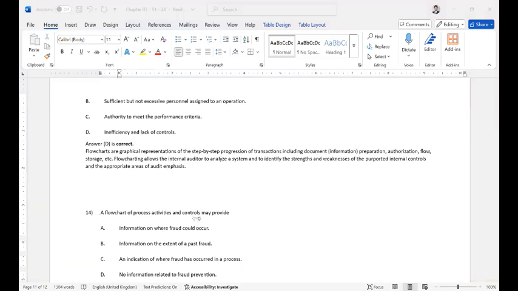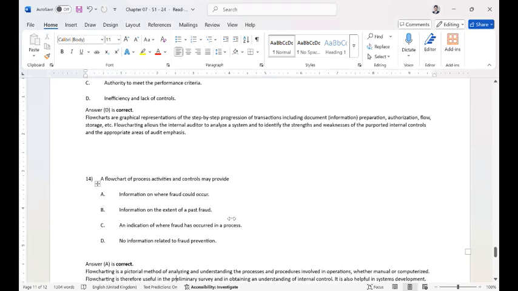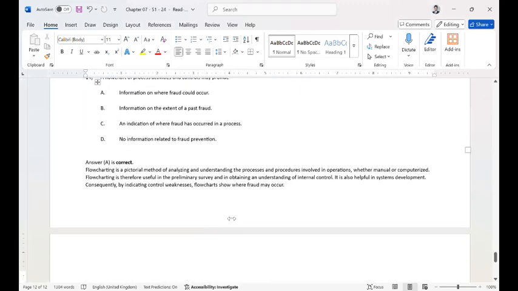A. Yeah. It's to identify areas where internal controls are weak, hence the risk of fraud is high.